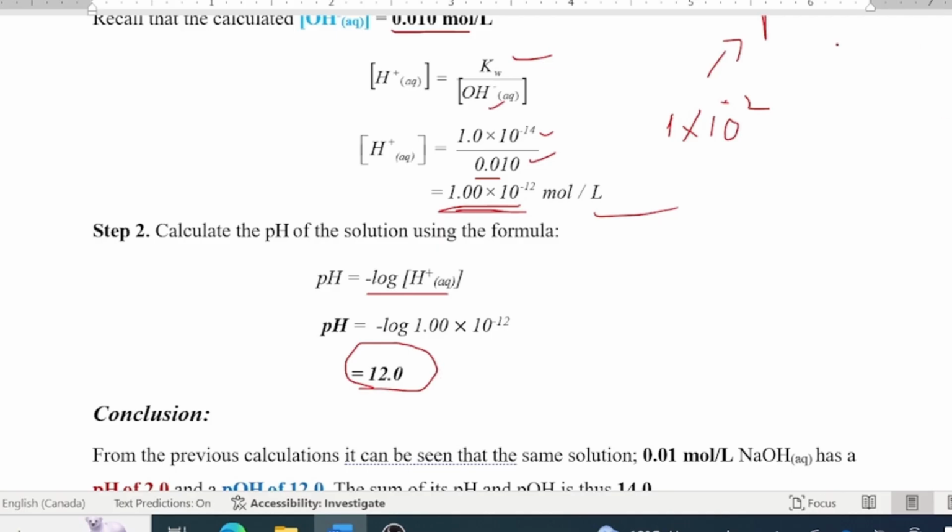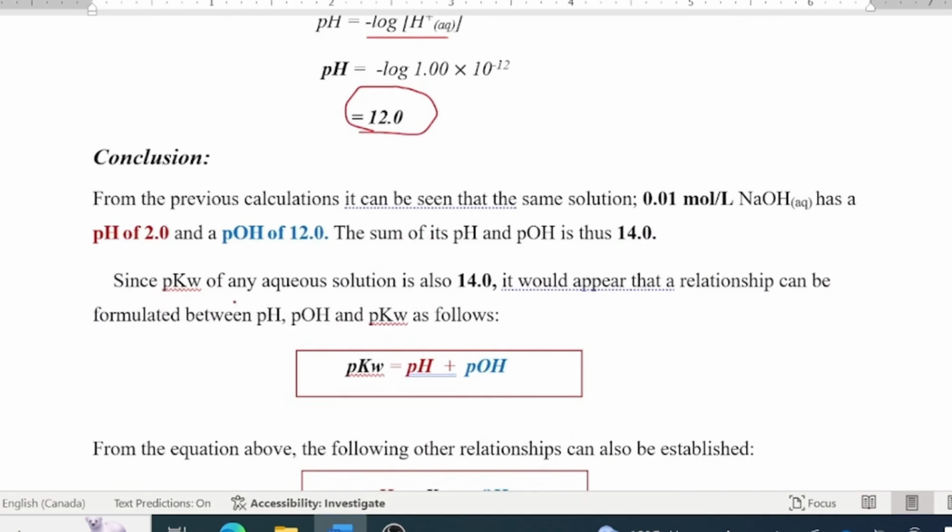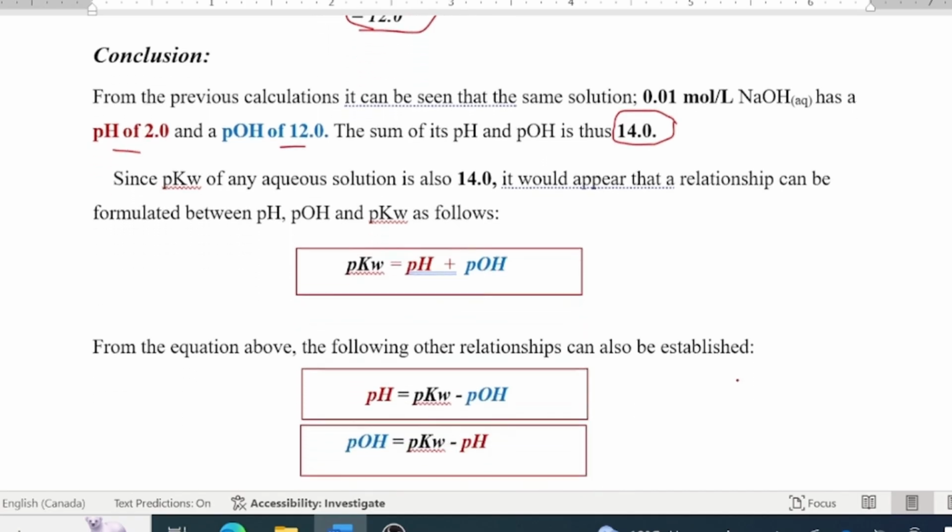That one has a pOH of 2, and this has a pH of 12. Now watch. When you add up the pH and the pOH of the solution, what does it become? 14. So in every solution, this is the equation you should know: whatever the pH is, when you add it to the pOH, is always equal to pKw, which is equal to 14.